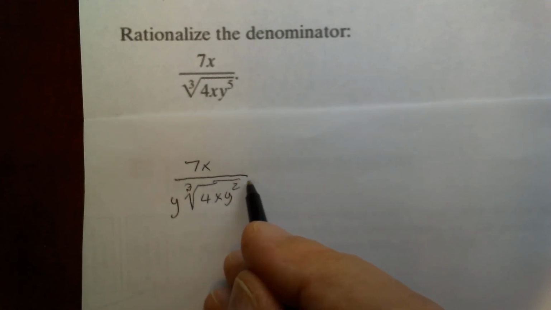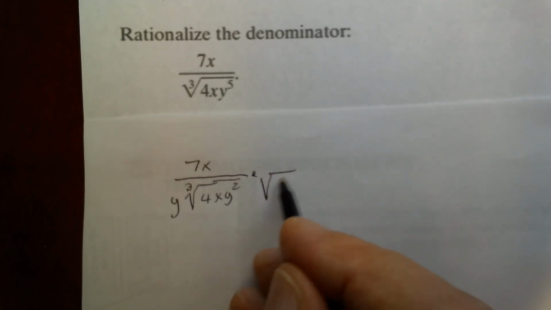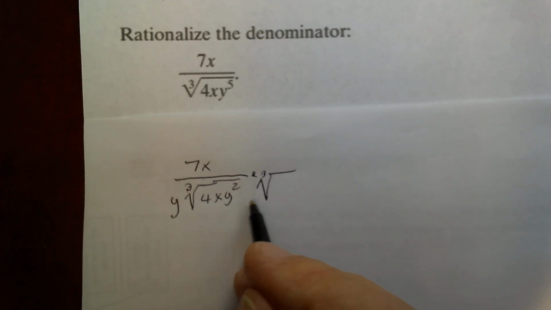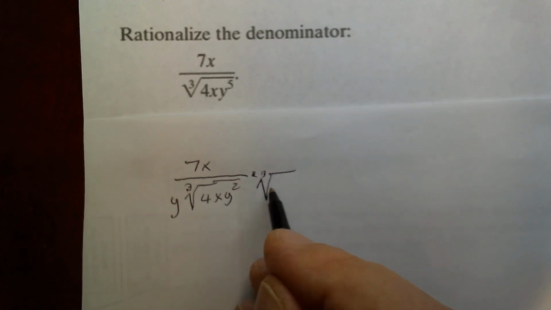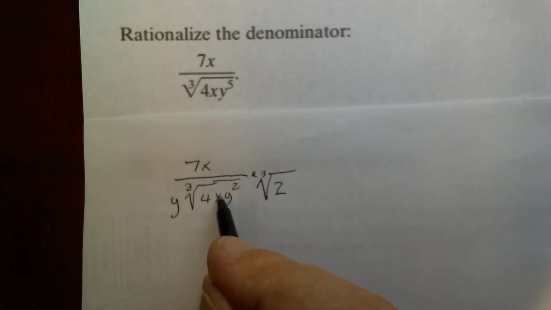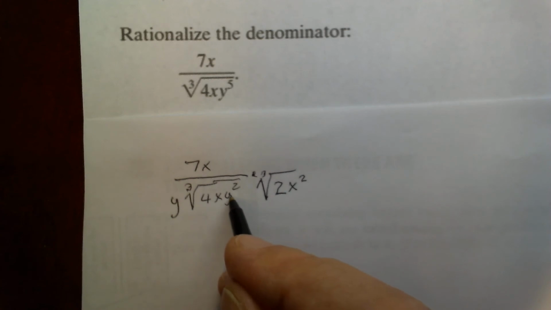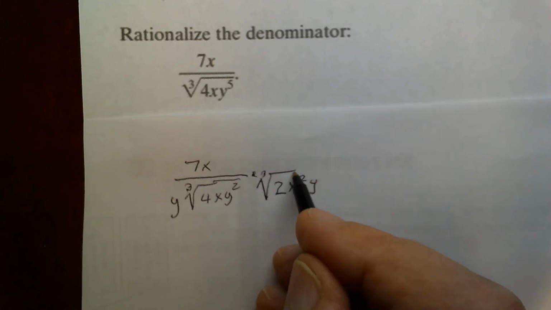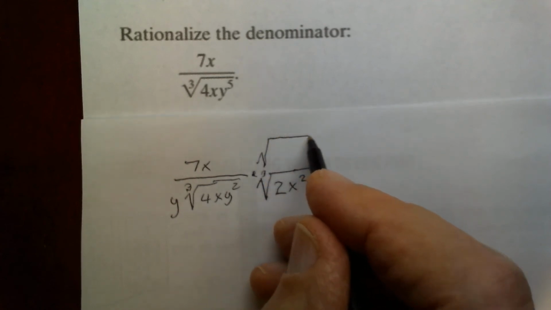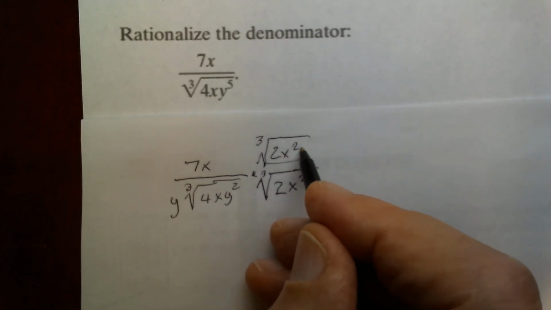So now we need to multiply this by another third root, so we get a perfect cube in the denominator. So 2 times 4 is 8. That would be a perfect cube. So 2. And then to get an x to the third, we need an x squared. And to get a y to the third, we need a y. And of course, that'll be the same expression in the numerator. Third root of 2x squared y.